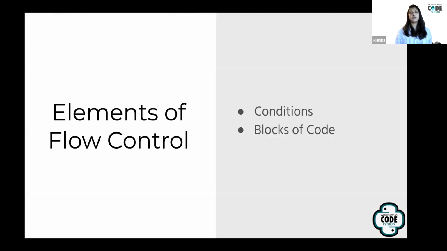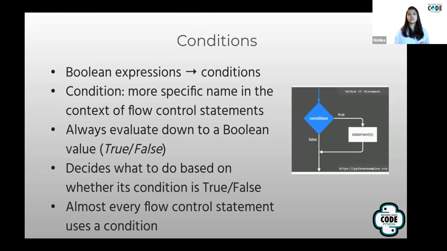So in the first section, we're going to go over the different elements of flow control, and this includes conditions and then the actual blocks of code. Here's a nice image showing what I mean by the condition and the statement. If you think back to the Boolean data types, where we have either true or false, those are Boolean expressions. And that translates to a condition.